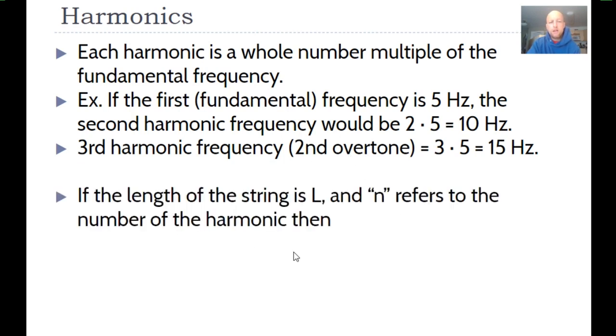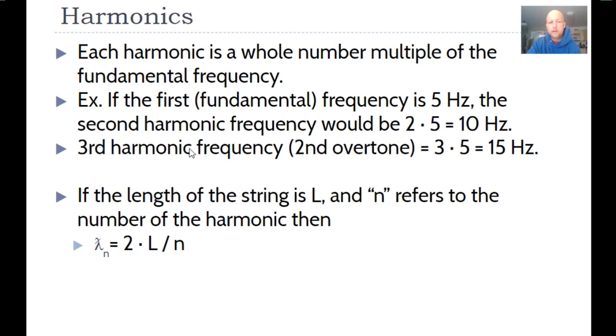If the length of this string is L and N refers to the number of the harmonic, then this would be your formula to determine your actual wavelength. And it all is based on whatever your harmonic number is. So if you're looking at the third harmonic, for example, because we already looked at the second one was just equal to L, and that's simple enough. If you were just to go 2 times L divided by 2, you're just going to get L.